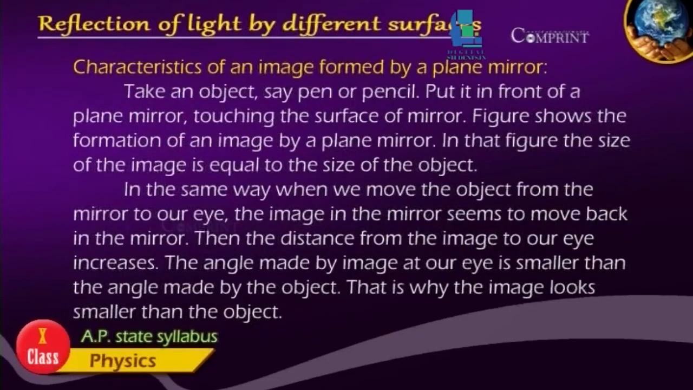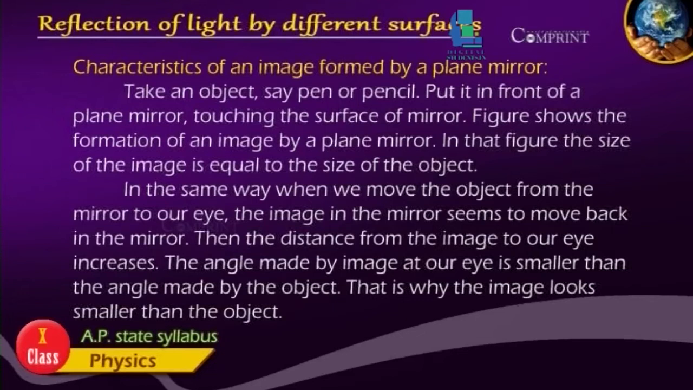Characteristics of an image formed by a plane mirror. Take an object, say a pen or pencil, and put it in front of the plane mirror, touching the surface of the mirror. The figure shows the formation of an image by a plane mirror. In that figure, the size of the image is equal to the size of the object.